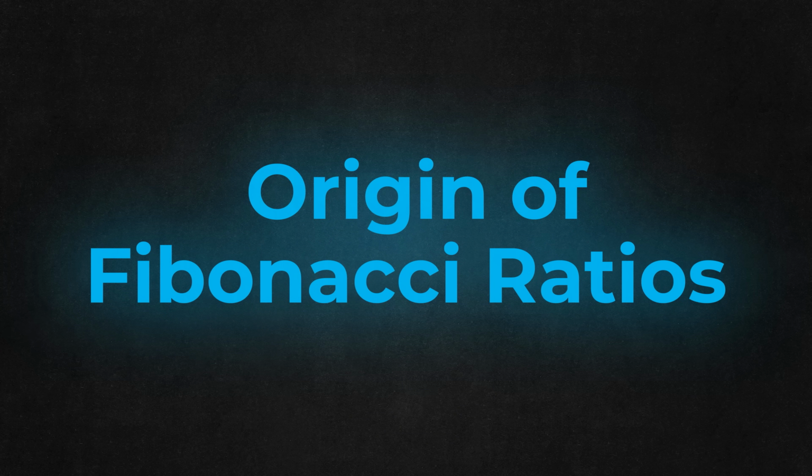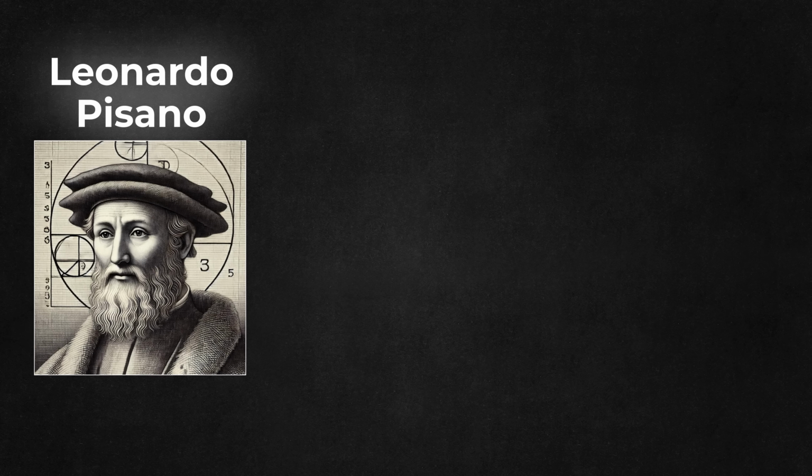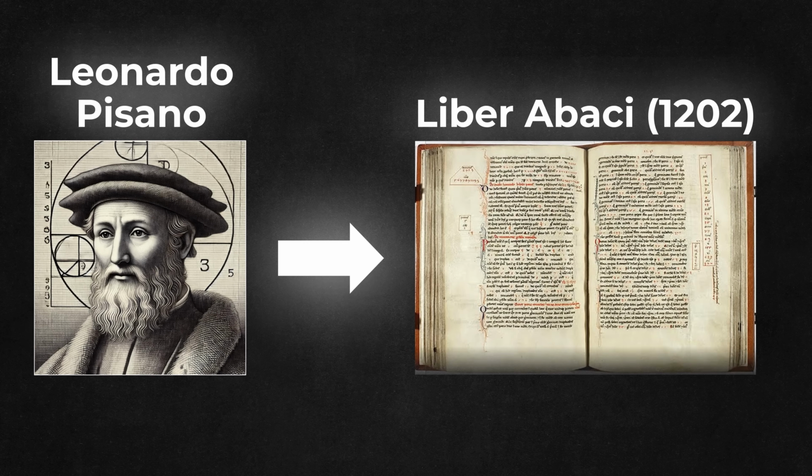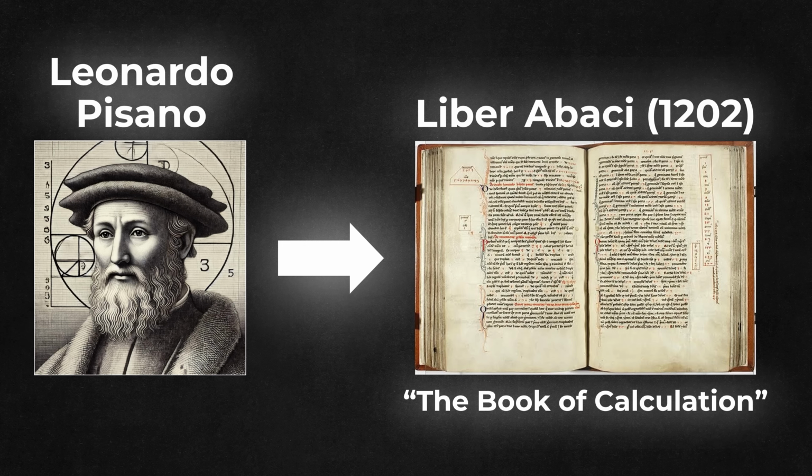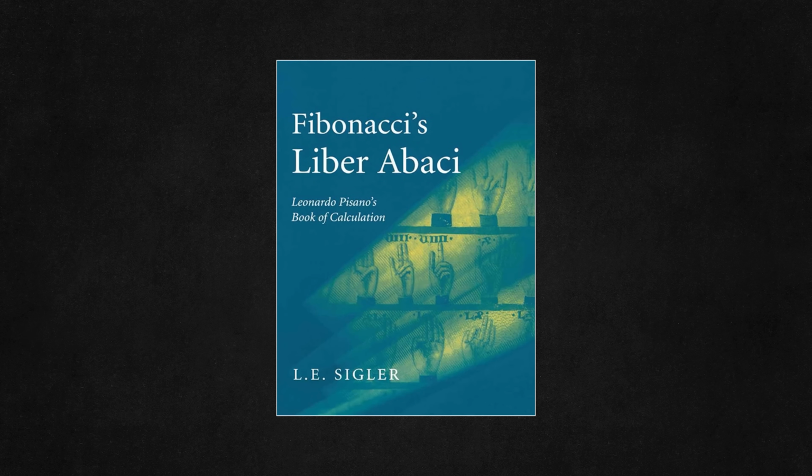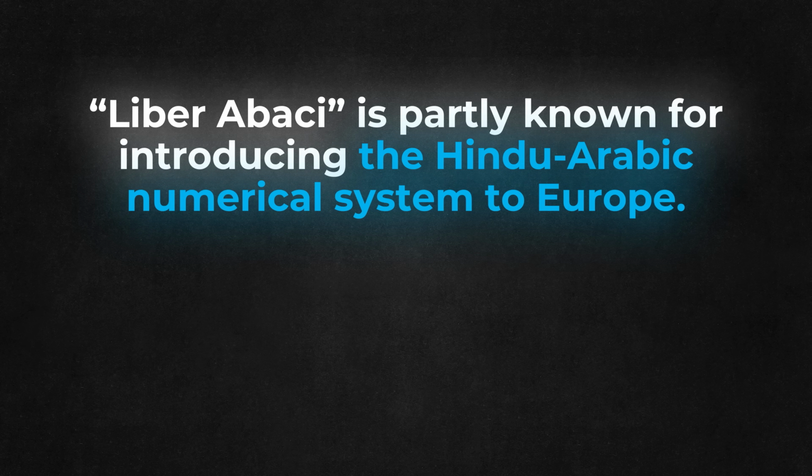In the year 1202, an Italian mathematician called Leonardo Pisano, who later gained the nickname Fibonacci, wrote a book called Liber Abaci, which roughly translated to English means the Book of Calculation. You can find a modern translation of Liber Abaci written by Lawrence Sigler on Amazon if you're interested. Fibonacci's Liber Abaci is partly known for introducing the Hindu-Arabic numerical system to Europe.